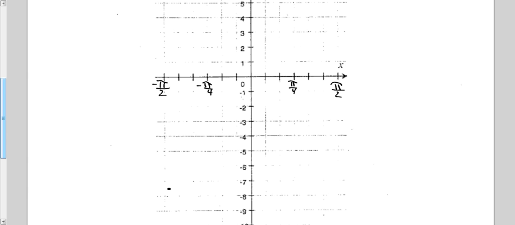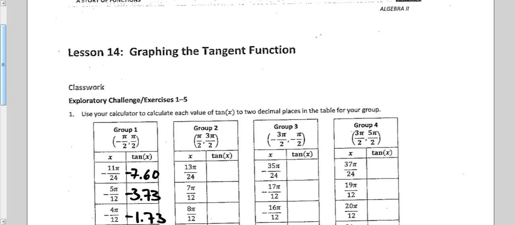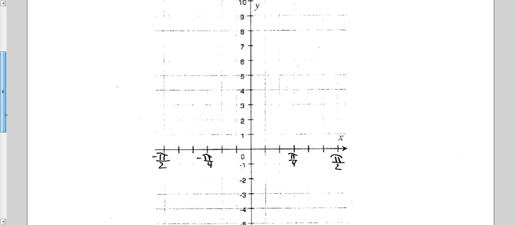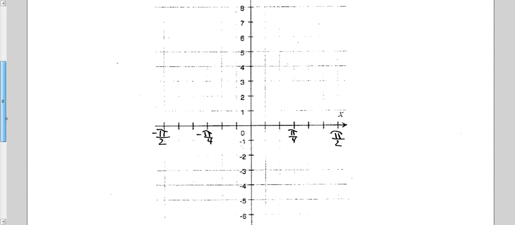3.73. So when my x value is negative 5 pi over 12, what's that really close to? Think about it. It's just a little bit bigger than 1/3, right? But in the negative direction. So then my dot is going to be somewhere right here. Yeah, right about there, right? And what was my value? Negative 3.73. So right about there, right?